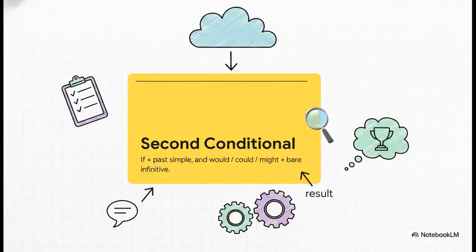So let's break down the formula. The structure is the word if plus the past simple in the condition clause, followed by would, could, or might, plus the bare infinitive in the result clause. For example, if the team had a dedicated QA environment, we could run parallel test suites. It's an imagined situation. And a quick pro tip for you: if you are using the verb to be in the if clause, using were instead of was is highly preferred in formal interview contexts. So if I were promoted to lead rather than if I was. It just sounds so much more polished.